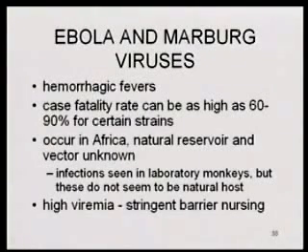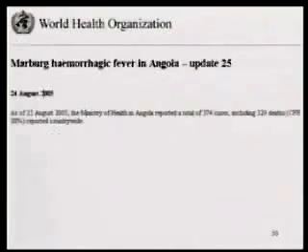You get a very high viremia, and as I say, you bleed everywhere, so you need stringent barrier nursing for these. Oh, this was just that outbreak last year. 374 cases, 329 deaths.